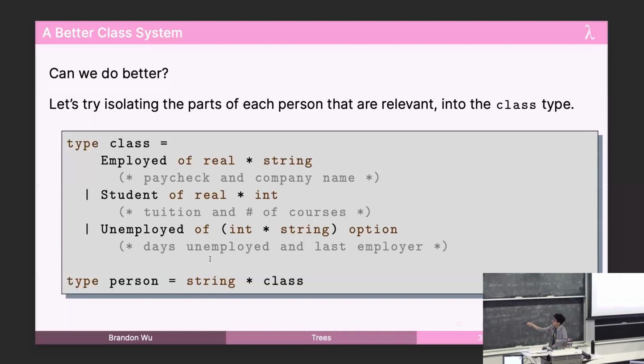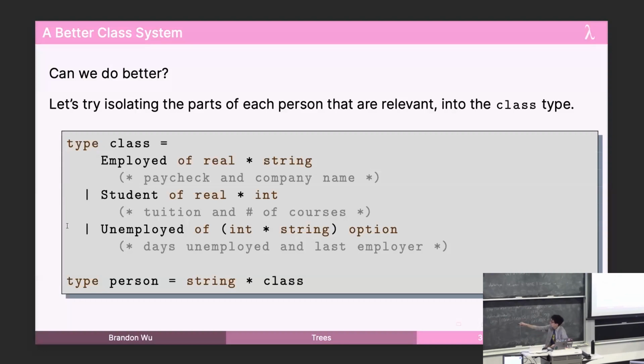And the reason is because if we're talking about the days since last employment and the name of their last employer, you shouldn't have days since last employment but not have a name of your last employer, okay? It's either you were never employed, or you were employed and you have both of those data, okay? So this is our new type. And I actually miswrote this. This is supposed to be datatype, but this is the idea.